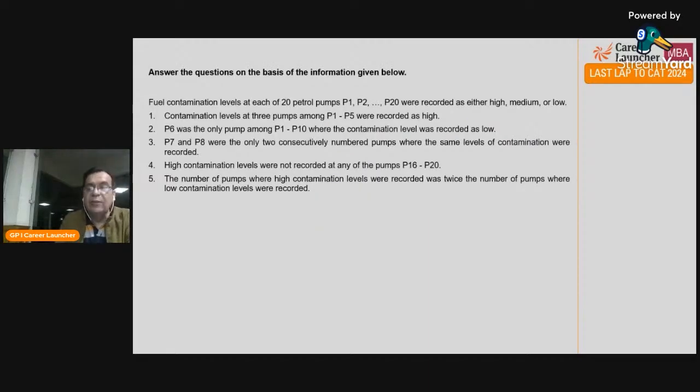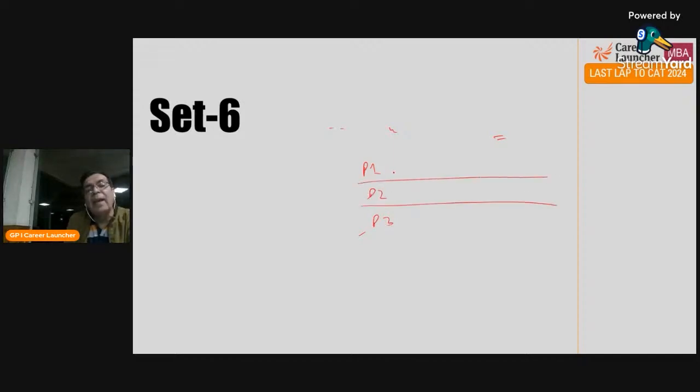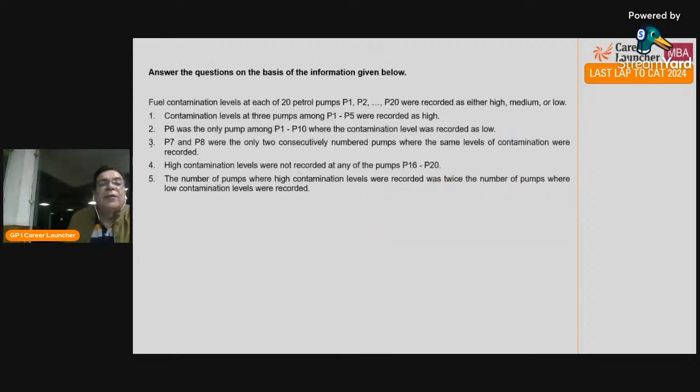Okay. Next, set number 6. And just to be clear, so far, what is the priority we have set? Let me put it very clearly. Priority 1, priority 2, priority 3. Nothing in priority 3. That means at this point I don't think there is any set which is not doable at all for me. Set number 1 and set number 3 are my priority 1 sets. Set number 2, set number 4, and set number 5 are my priority 2 sets. Okay. Set number 6.